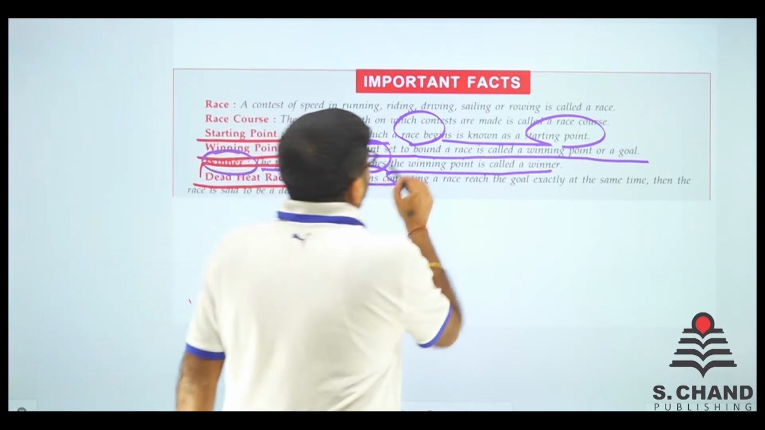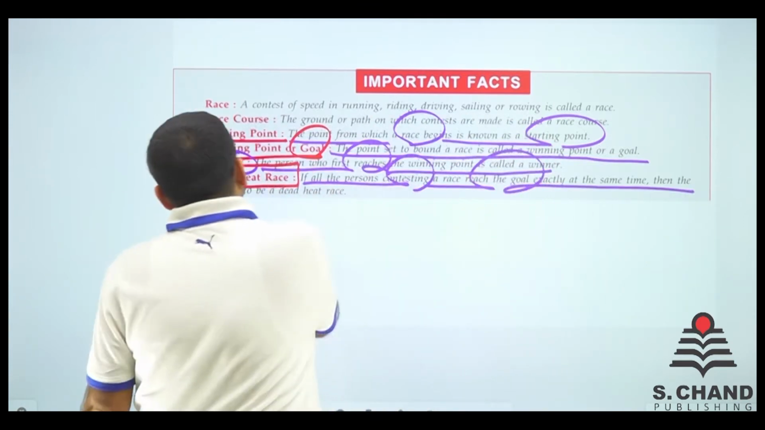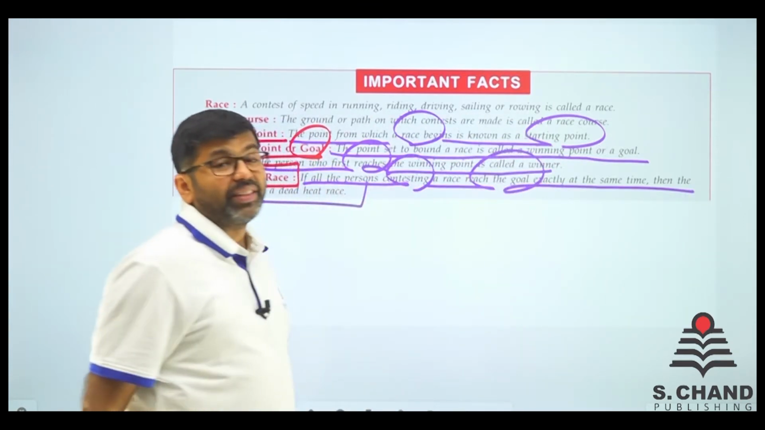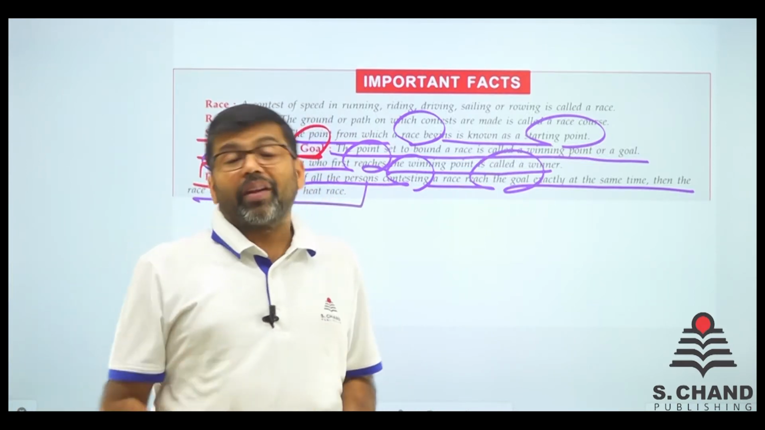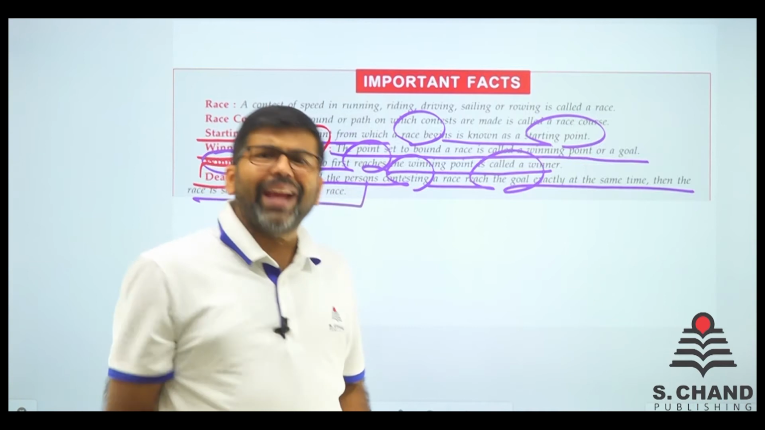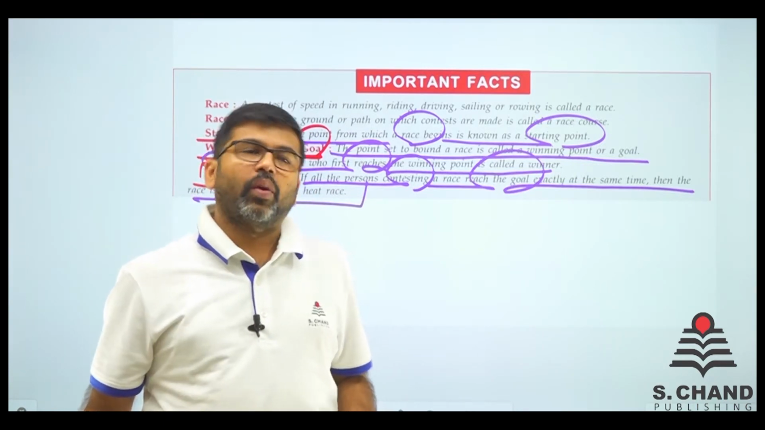If all the persons contesting a race reach the goal exactly at the same time, then it is said to be a dead heat race. एक ऐसी रेस जहां पे भैया सब दौड़ने वाले हैं और दौड़ने वाले सभी के सभी एक समय पर विनिंग पोस्ट पे पहुंच गए, क्या होगा? डेड हीट रेस कहलाएगा, राइट?